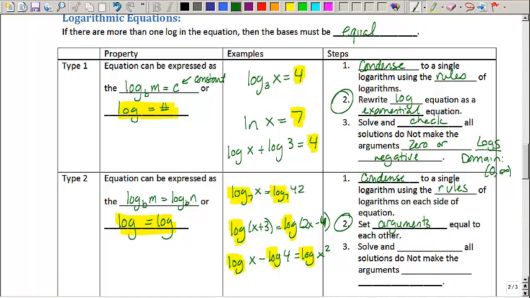Step 3 is the same as type 1. We have to solve and check our solutions to make sure that the arguments are not 0 or negative. And the reason that they can't be 0 or negative is because the domain of any log expression is from 0 to infinity for the argument. So therefore you cannot have solutions that make your argument 0 or make your argument negative. And we will be checking all our work on our problems.